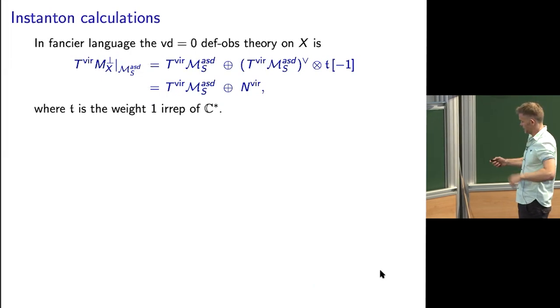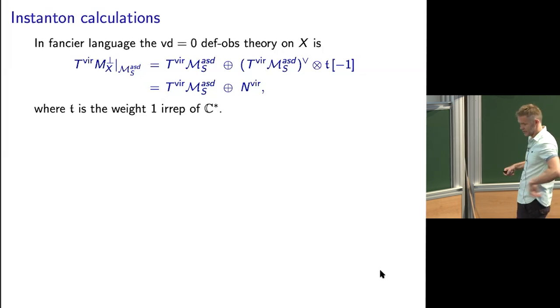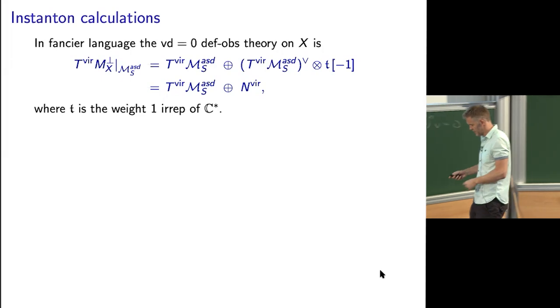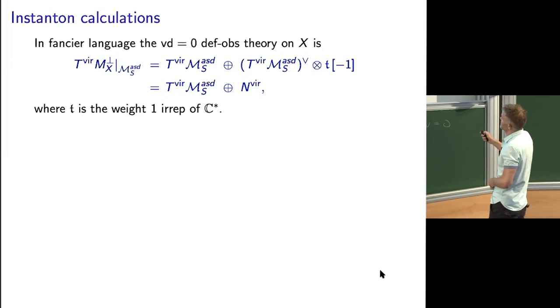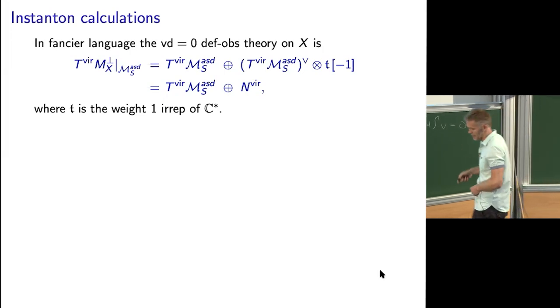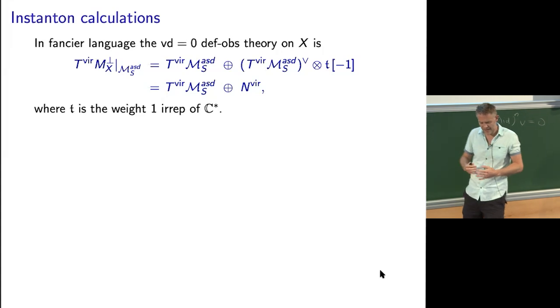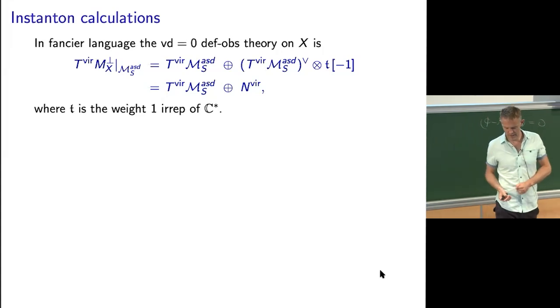But what it's saying is that the virtual tangent bundle is the old virtual tangent bundle just of the surface theory, plus its dual, which gets shifted, and it picks up a character, and that becomes the virtual normal bundle. So that's the directions in which you deform the Higgs field. That's normal to this monopole locus.